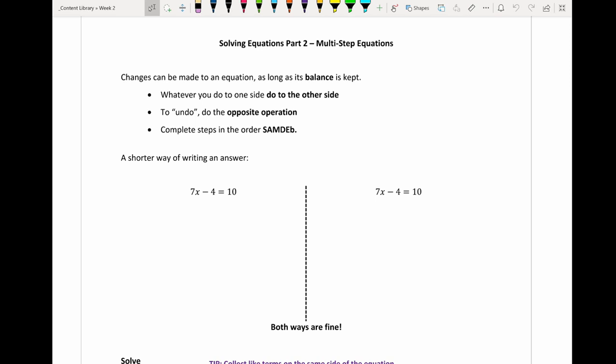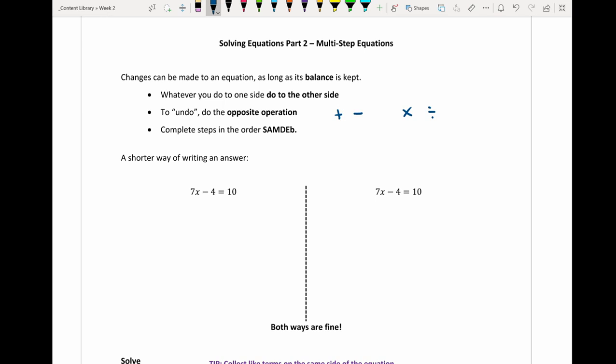To undo something or to cancel something out or to get rid of something, you have to do the opposite operation. Right? So we have basically our pairs. We have addition and subtraction, and we have multiplication and division. So if you're given one, you do the other. If you're given addition, you have to do subtraction. You're given subtraction, you do addition. Multiplication, you cancel out by dividing. If you're dividing, you cancel out by multiplying. Right, so those are basically your pairs that you're looking at.